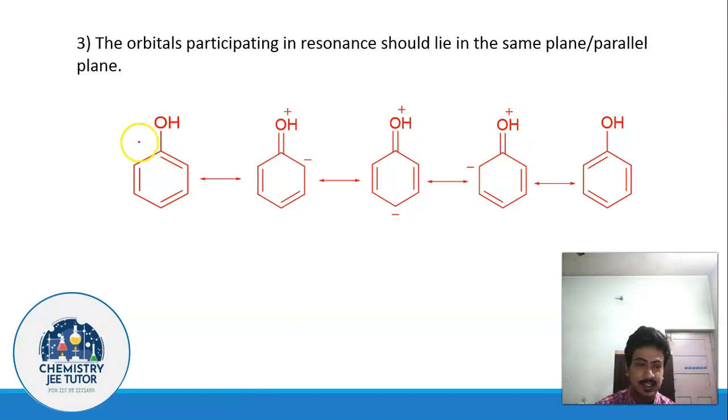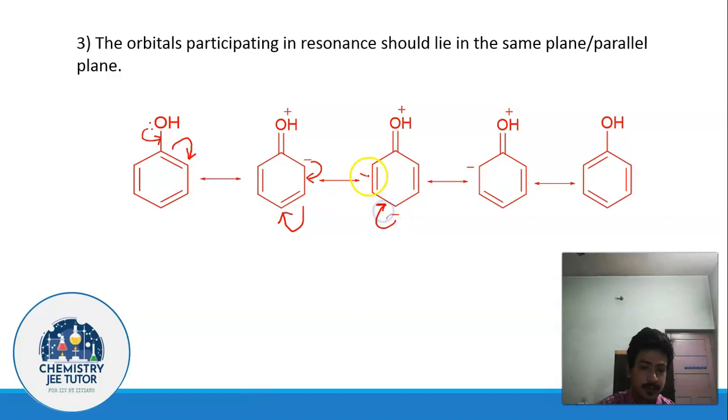So as we can see, in phenol the resonating structures are something like this, and the resonance was happening like this: top to middle, middle to top, again top to middle and middle to top, and so on. So this was what was happening in phenol.